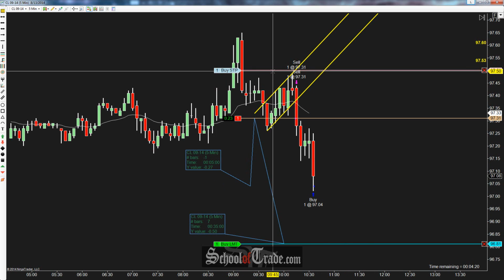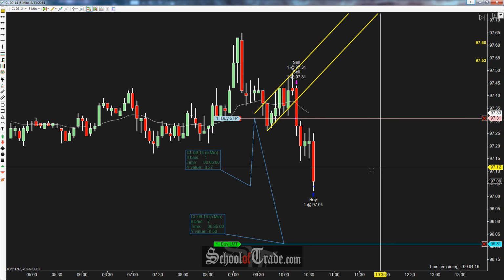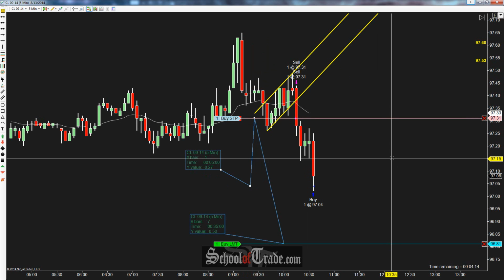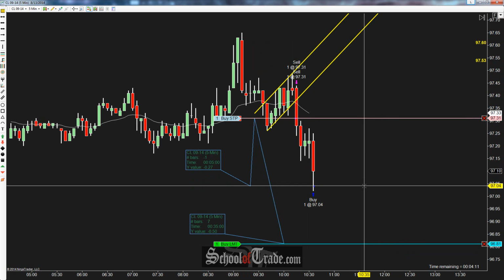Let's get our stop locked in here, adjust that to 1 contract, and now we're just looking to bump our stop back to point of entry, 97.31. Got the first target filled at 27 ticks now, so that's all taken care of. Filled down here at 97.04.